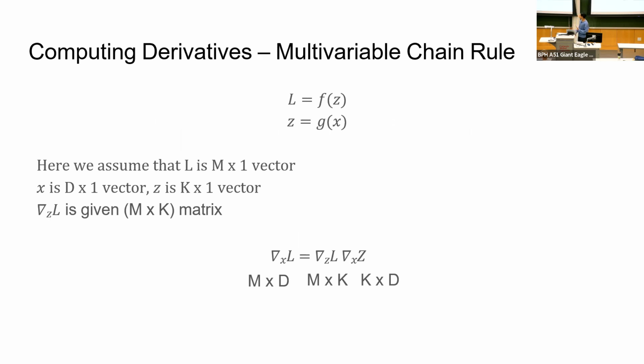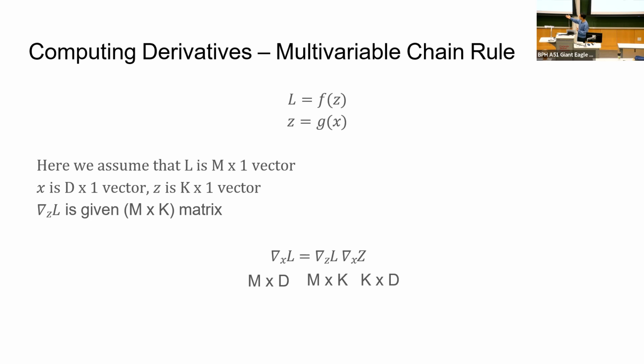In this case, this is a little different from the scalar computing derivatives that we just talked about. Here, the function f takes an output z, where z is a function of x. However, L is an m by 1 vector, x is a d by 1 vector, z is a k by 1 vector, and the derivative of L with respect to z is given as an m by k matrix. And you can see the math here.